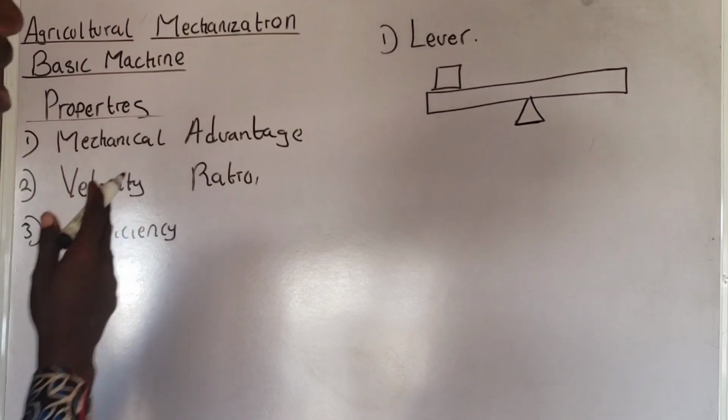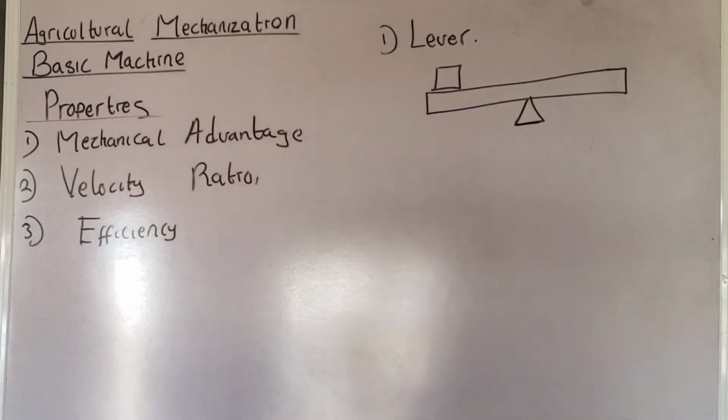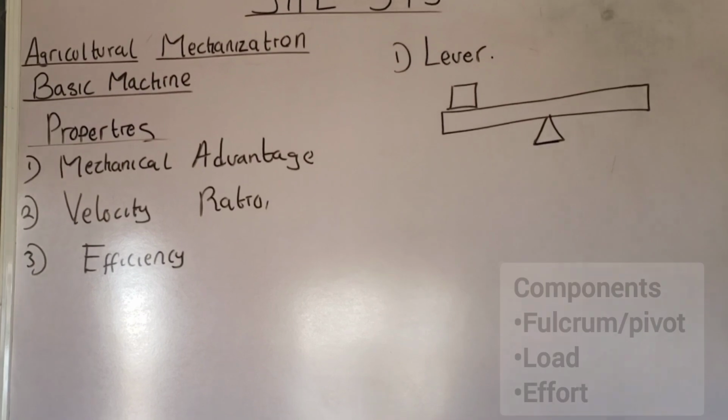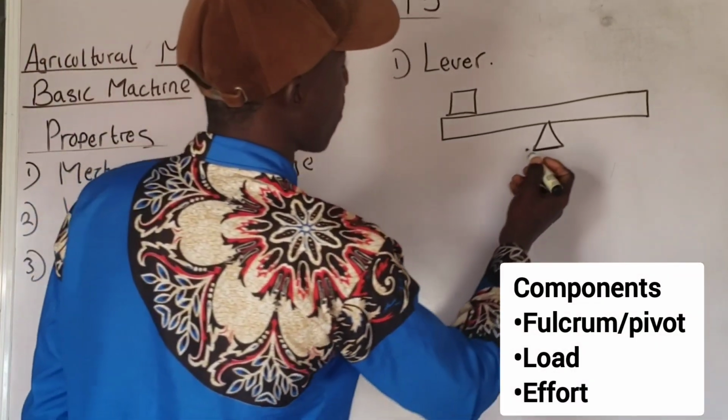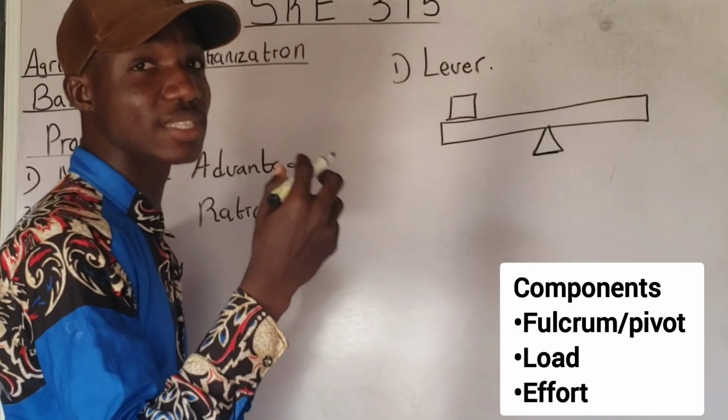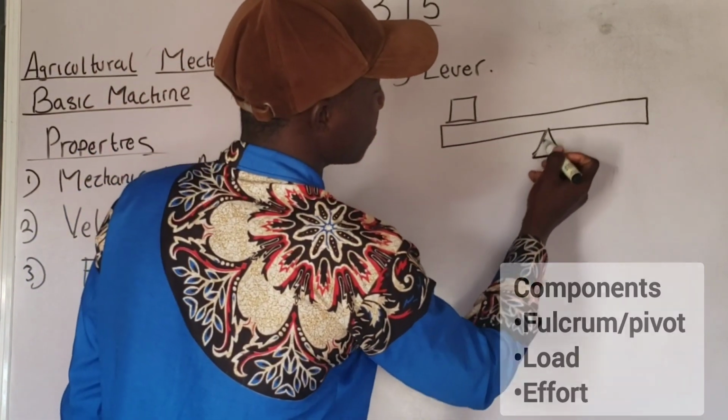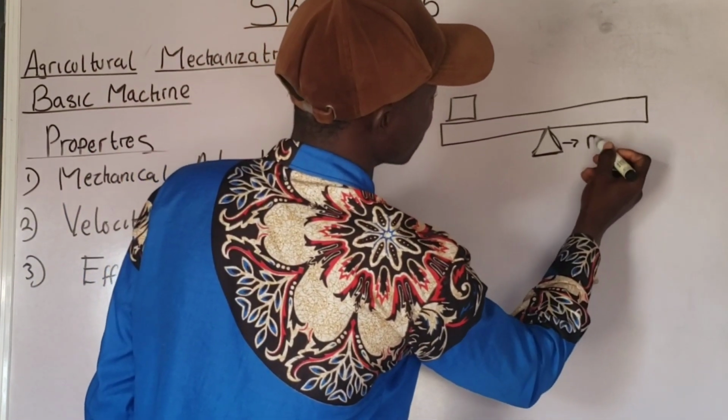This is how a lever looks like. Now let's talk about the components of a lever. A lever has three components. The first component is the fulcrum. The fulcrum is also known as the pivot. This is the pivot.